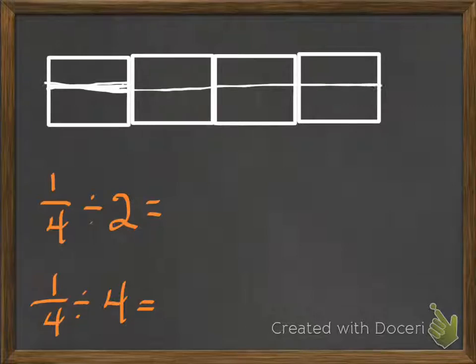So I'm going to cut the rest of it into 2 equal pieces. Each piece now is 1, 2, 3, 4, 5, 6, 7, 8. 1/8 of the whole candy bar.